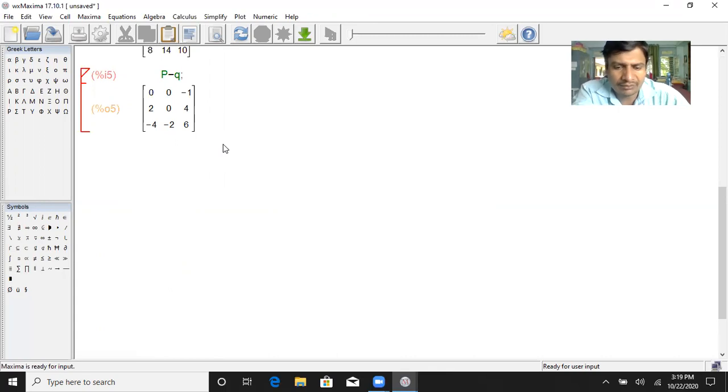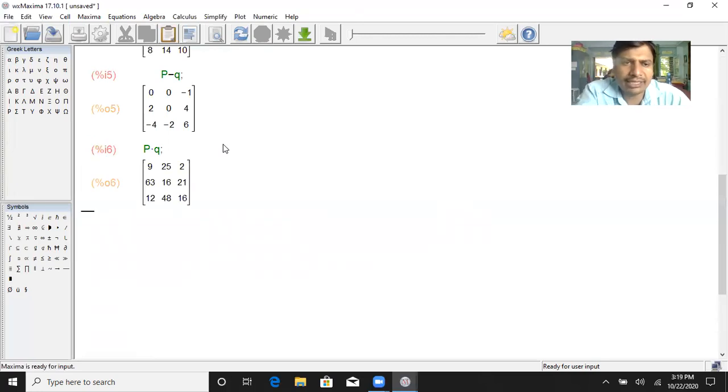Next, go to multiplication, that is P, then star. Multiplication means we use the star operation, that is star, then Q. P star Q, then semicolon, you press shift enter. Okay, that is 3 into 3.